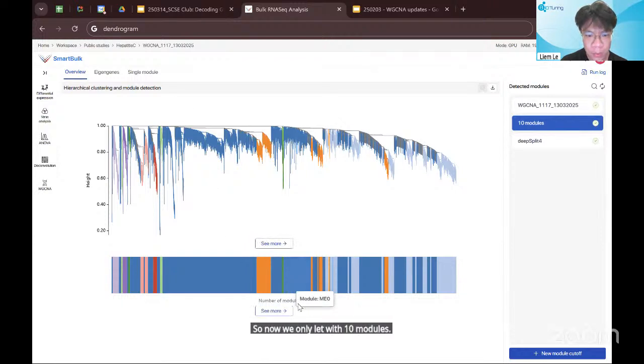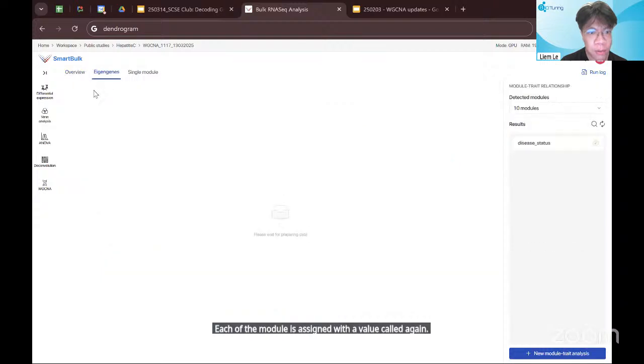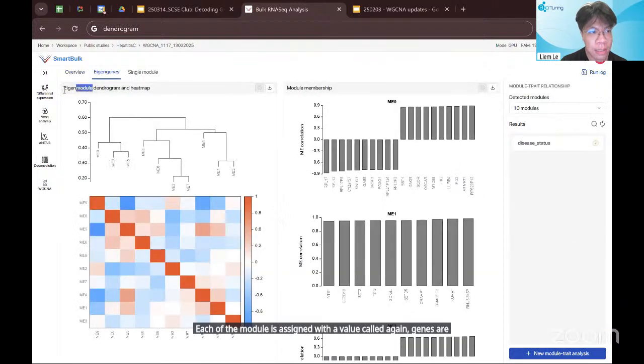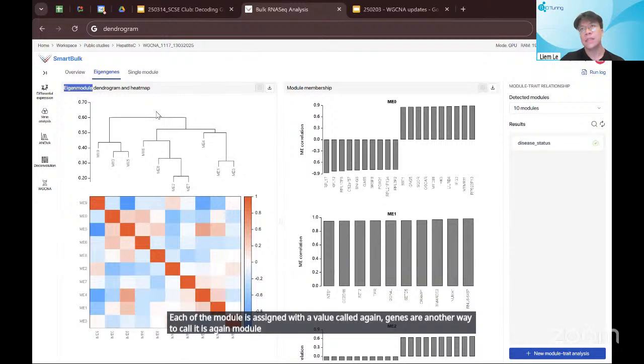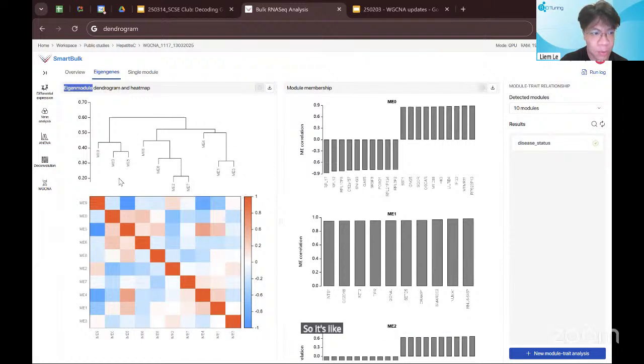This is an important information. Each of the module is assigned with a value called eigengenes, or another way to call it is eigenmodule. These are the first principal component that summarize the gene expression of a module or a group of genes. So it's like the representative of that module.